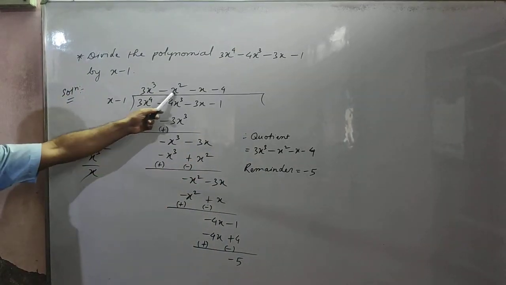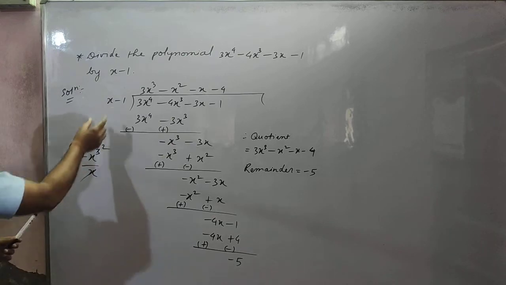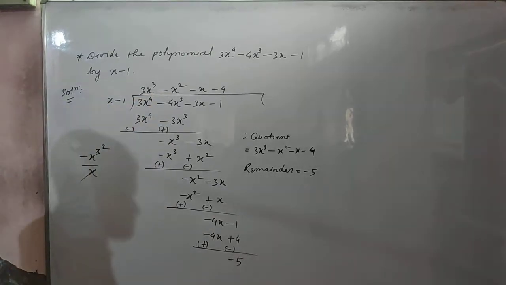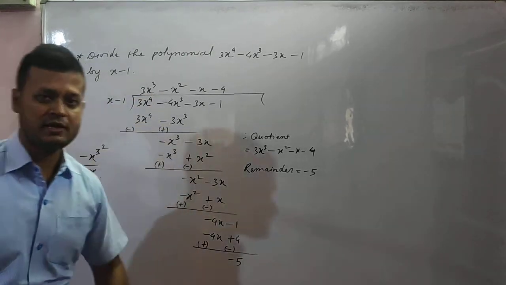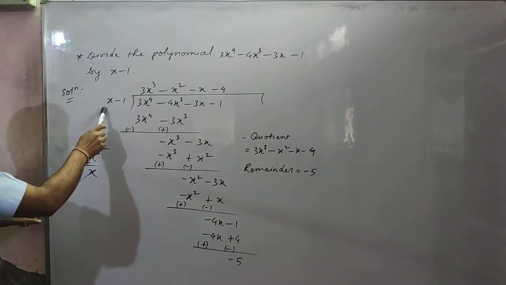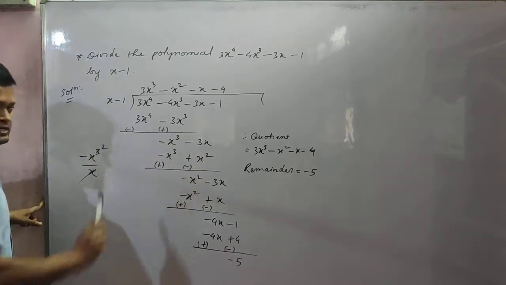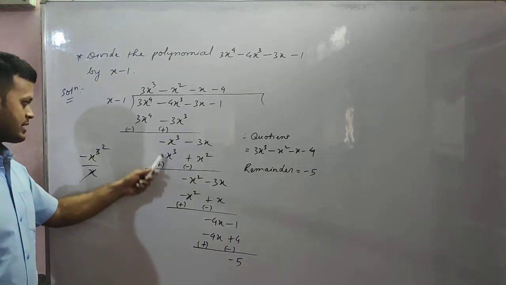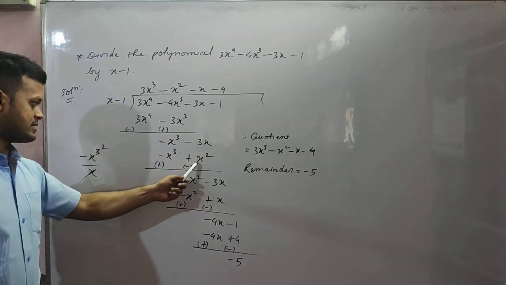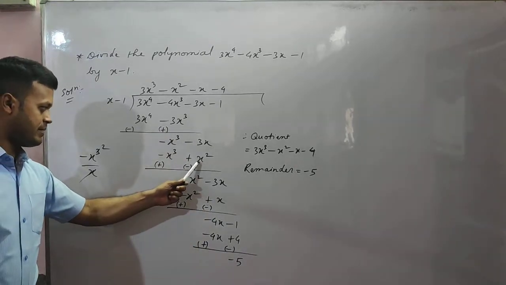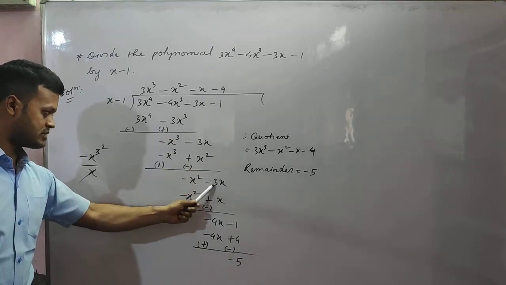So x into minus x square will become, students, now these two terms you have to multiply with minus x square. Okay. So x into minus x square will become minus x cube. Minus 1 into minus x square will become plus x square. Okay. Now these two are cancelled. Now this minus x square will come down here, and then this minus 3x will come here.